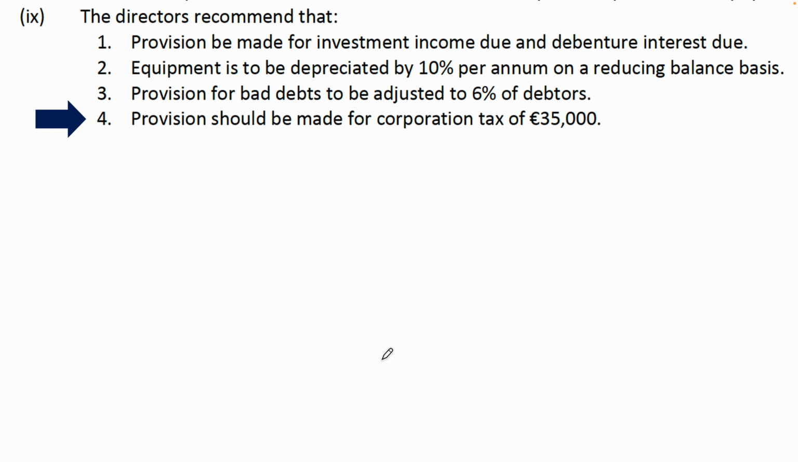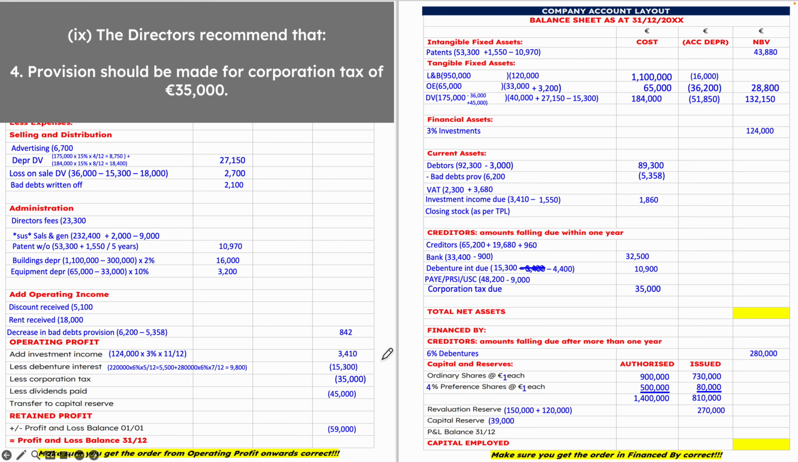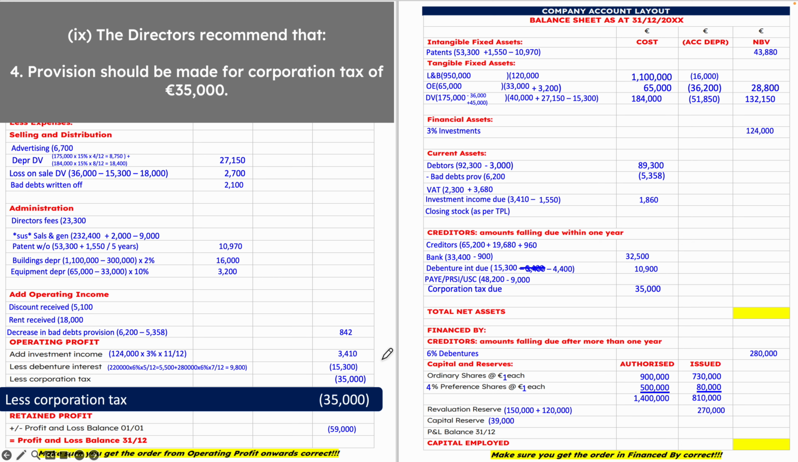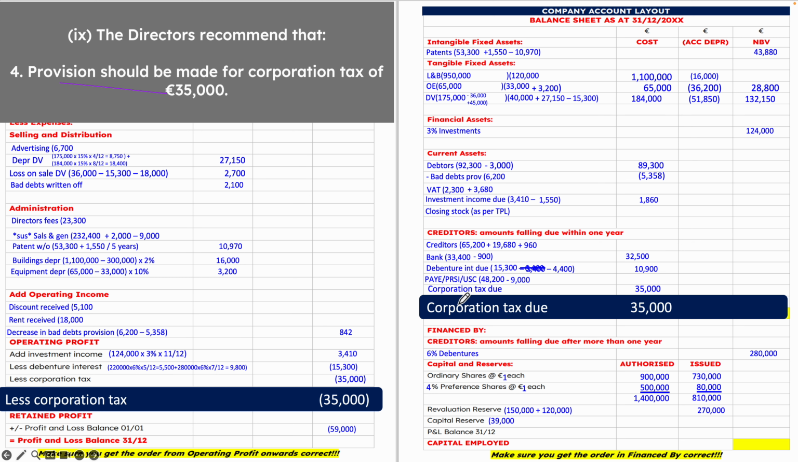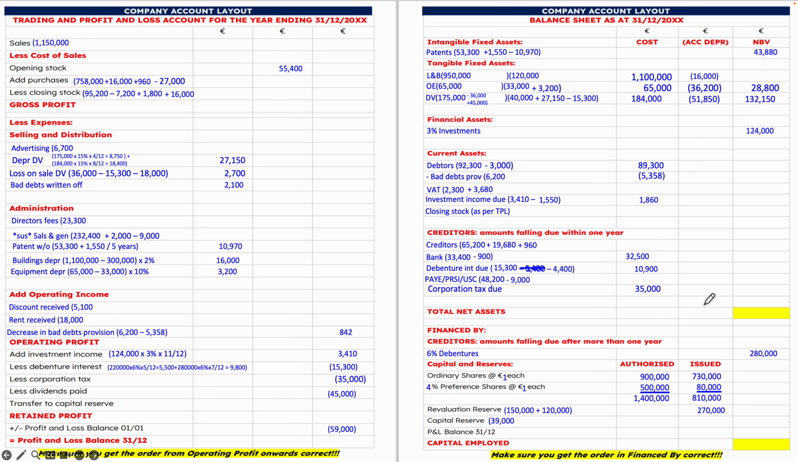Last one, provision should be made for corporation tax of 35,000 euro. And so that just means, listen, we need to pay 35,000 euro corporation tax. Provision should be made, hasn't been made yet. So we are going to have corporation tax due in the creditors' amounts falling due within 1 year because we owe that to the tax man within the next year. So that's all of our adjustments done.